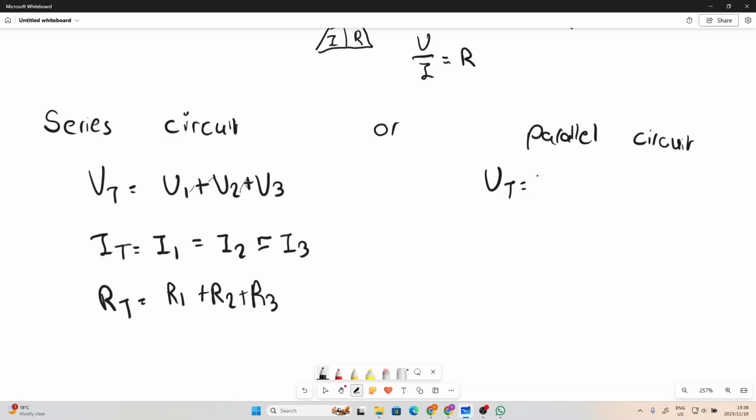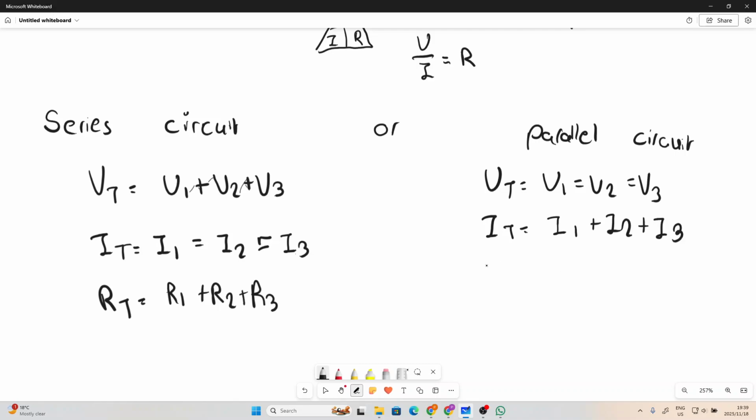Isn't it 1 over V? No, V total. That's total resistance. Oh, my bad. V total is equal to V1 is equal to V2. Then I total, you add I1 plus I2 plus I3.